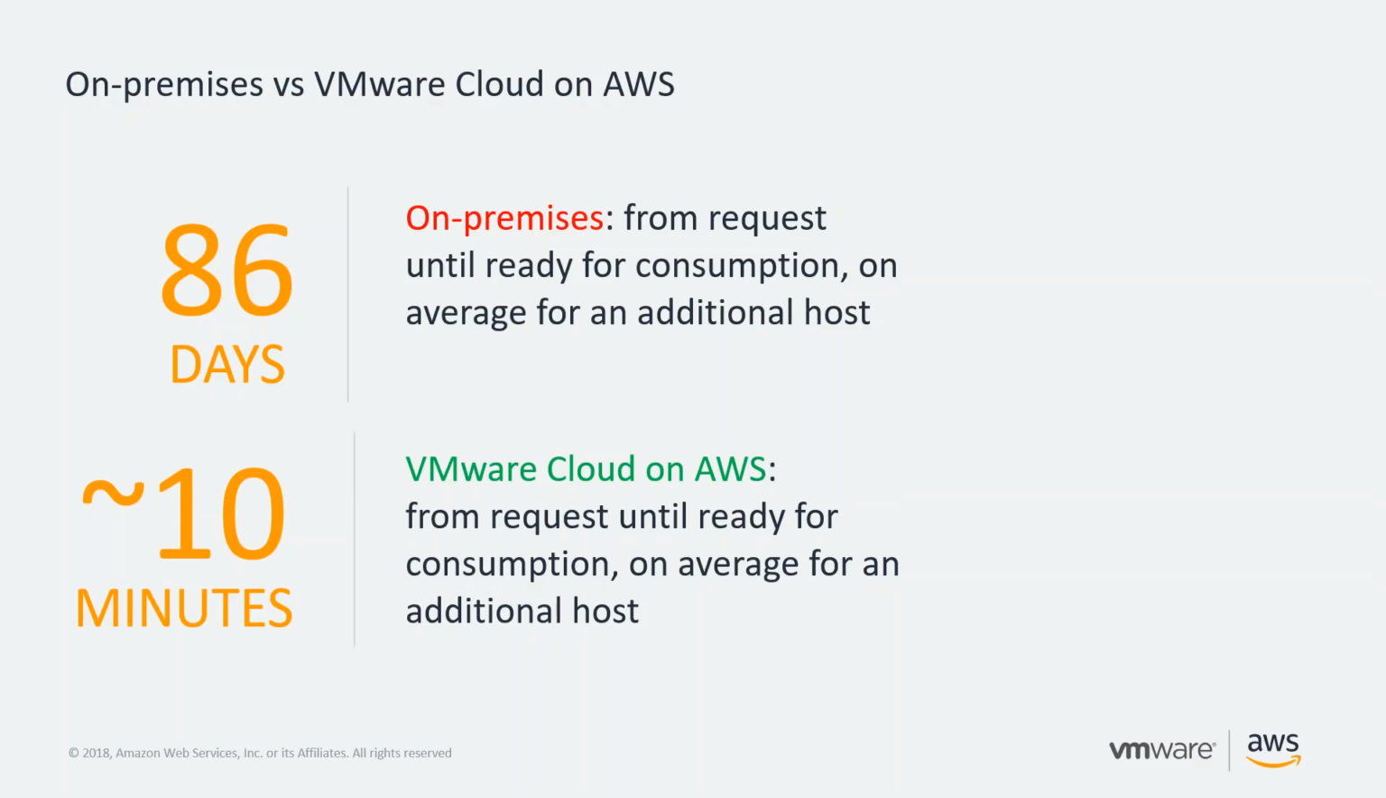So this comes down to on-premises versus VMware Cloud on AWS. With on-premises, the time from request until ready for consumption on average for an additional host is roughly 86 days. With VMware Cloud on AWS, from request until ready for consumption on average for an additional host, it's roughly 10 minutes or less.